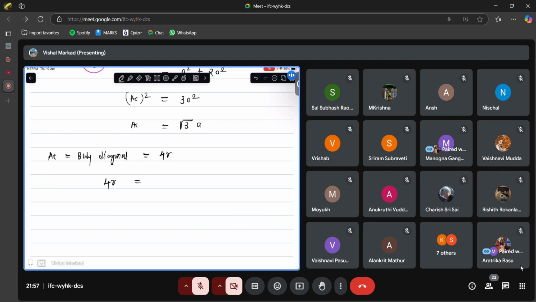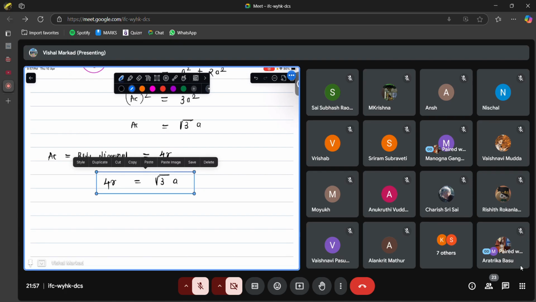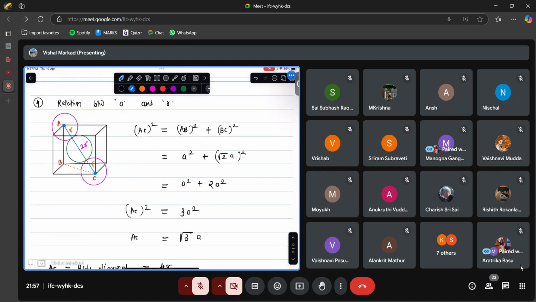These two values are same only. Let's just equate them. So what will we get then? 4r equal to root 3a. So this is the relation between a and r, edge length and radius of sphere or atom. Are you understanding this? See here, we have to find out the relation between a and r.